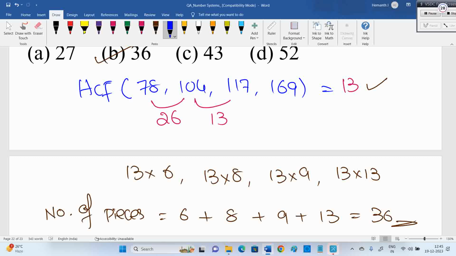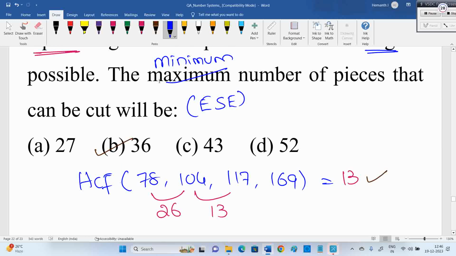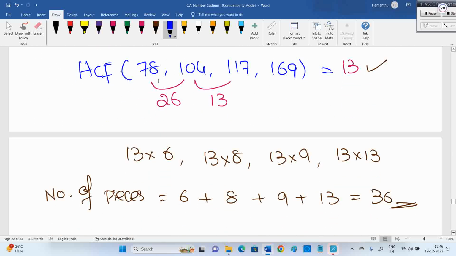Sir, why did you change the question from maximum to minimum? Because let us say if I take each piece as one centimeter, then for the first one itself 78 pieces are required. I can take 1 centimeter also. But when we take each one as long as possible, we'll get the minimum number of pieces. Total 36 pieces.